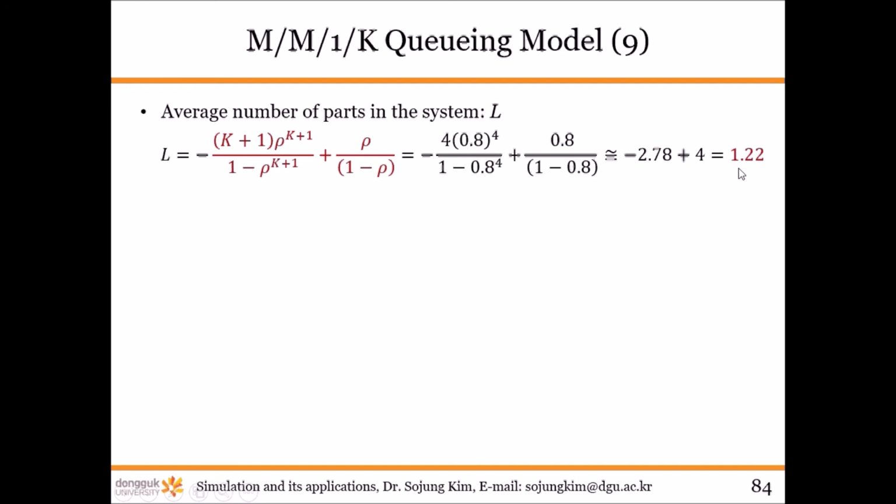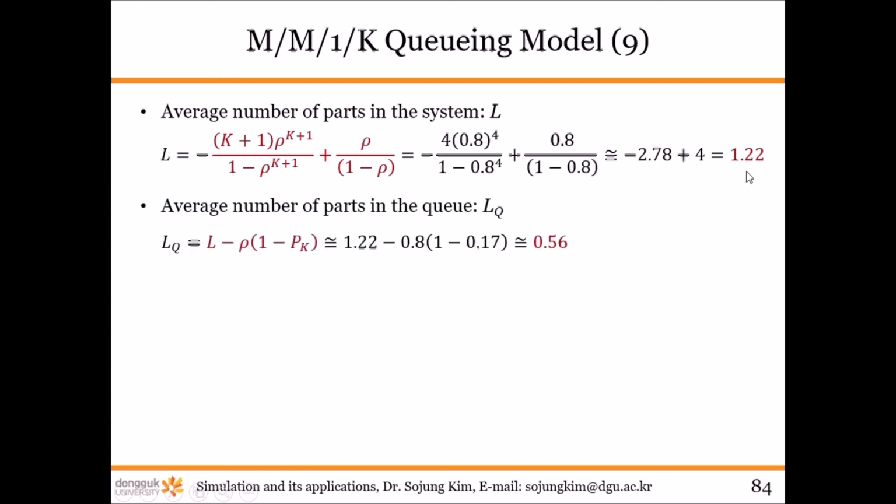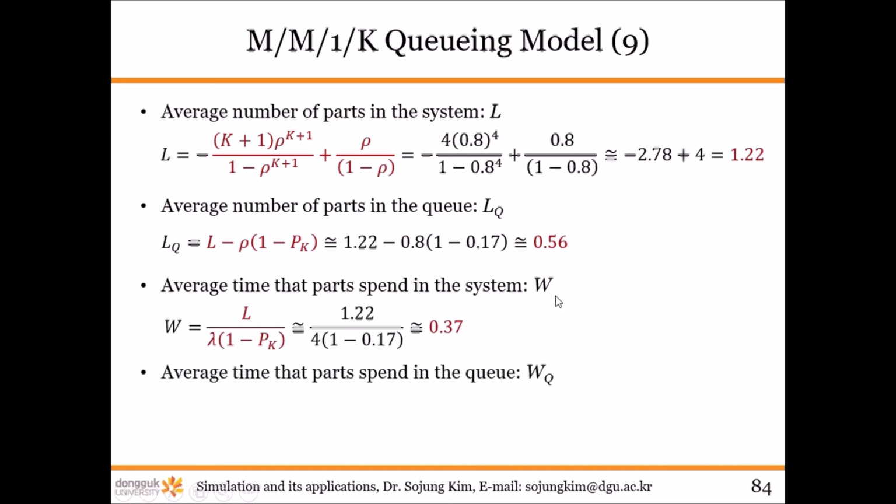the average number of parts in the system will be around 1.22, right? And then once you have L, you can calculate the LQ value, right? 1.22 minus 0.8 times 1 minus 0.17 will give you 0.56. So now you have the value of L as well as LQ. If you use a little formula, you can get the value of W and then WQ.